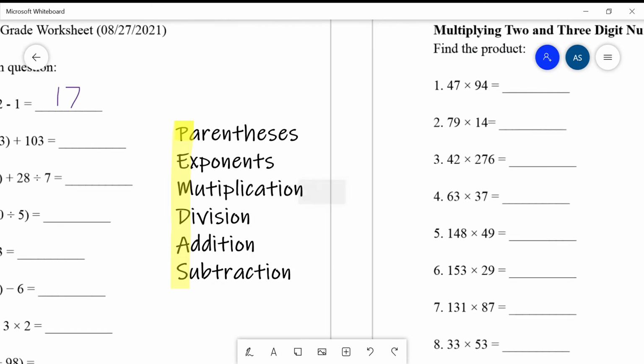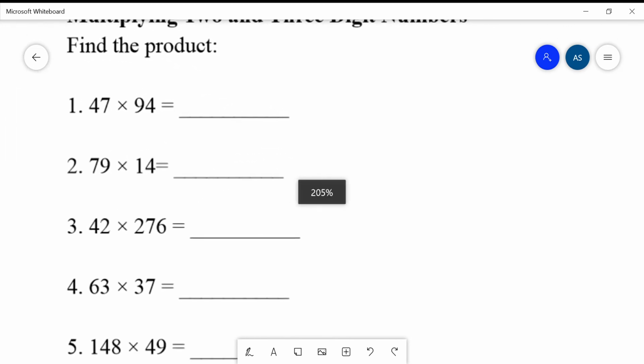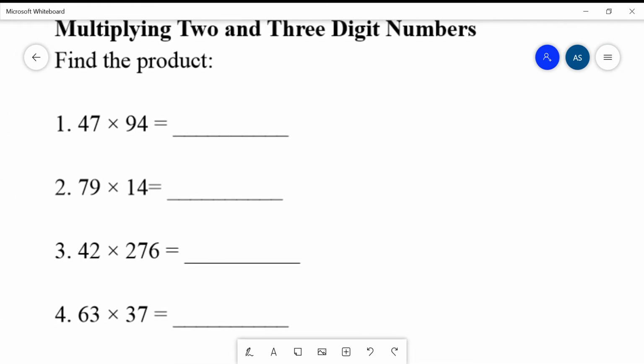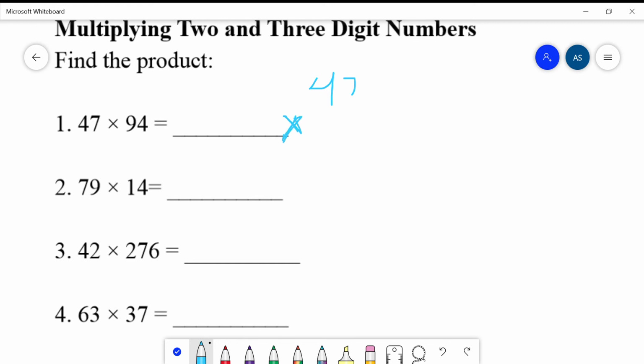Now on to our next page. These are multiplication. If you do not know, when you do a multiplication, you're going to line them up across. So like 47 times 94. Now in a multiplication, order doesn't matter. The bigger number, smaller number, it doesn't matter, because you're just multiplying all of them together. And so when you're multiplying, you're going to multiply these two first, and then these two second. So this is first, this is second.